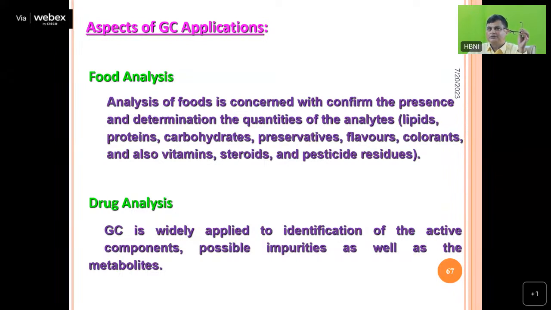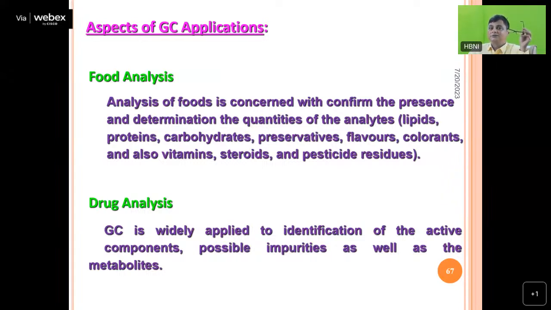An important GC application is mostly food analysis. Analysis of food is concerned with confirming the presence and determining the quantity of analytes like lipids, proteins, carbohydrates, preservatives, flavors, colorants, and also vitamins, steroids, and pesticide residues. Again, it's very important that if you are doing any kind of analysis, you have a proper CRM for those things. If you don't have a certified reference material, you can measure it, but you cannot perform the validation of your data. You cannot submit results with proper authenticity.